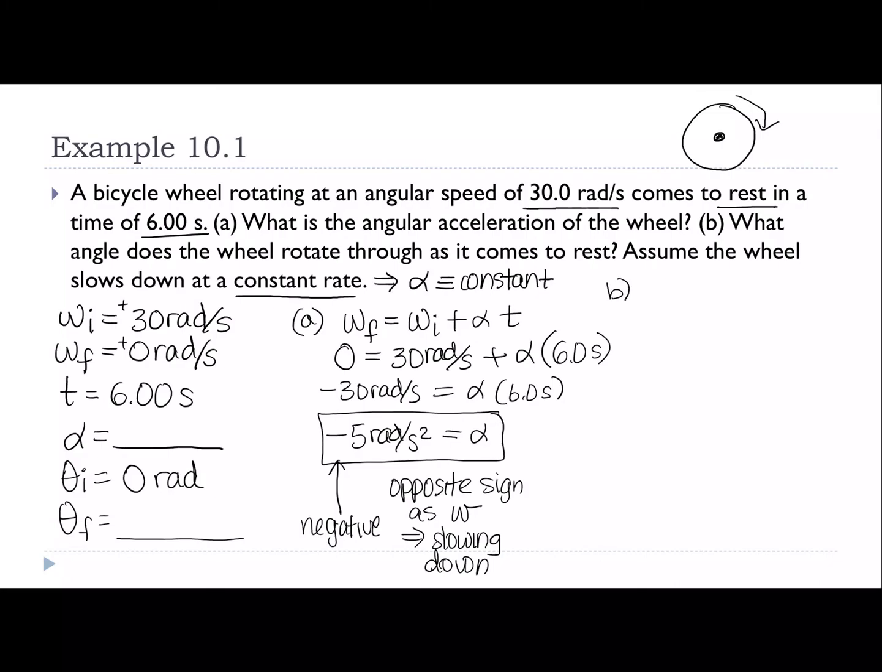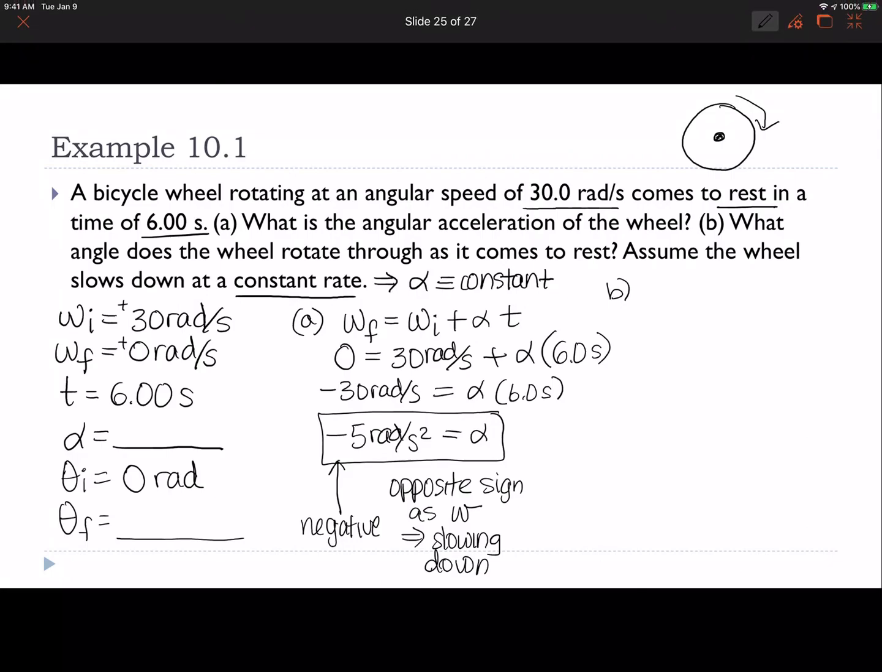For part B, we want to determine what angle it travels through. So I now know the angular acceleration, so I can use any of the kinematic equations for rotational motion that involve the final angular position. Without using the angular acceleration, I could use the fact that the final angular position is the initial angular position plus 1/2 the initial angular velocity plus the final angular velocity times the time.